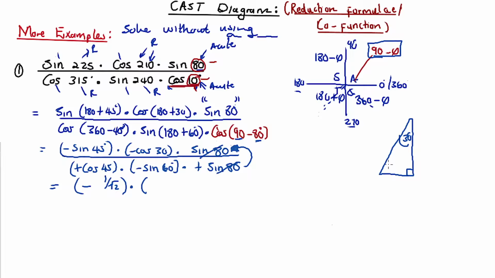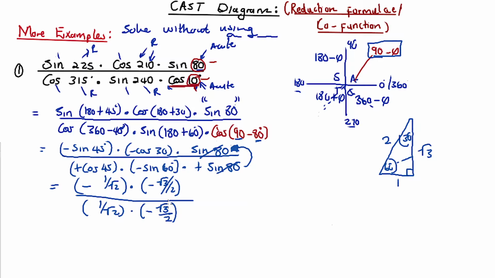30 degrees, 60 degrees, square root 3, 1, and then 2. So it's minus cos 30 degrees, adjacent over hypotenuse, so it's square root 3 over 2, divided by cos. It's 1 over the square root of 2 multiplied by minus sine 60 degrees, it's opposite over hypotenuse. So it's square root 3 over 2.